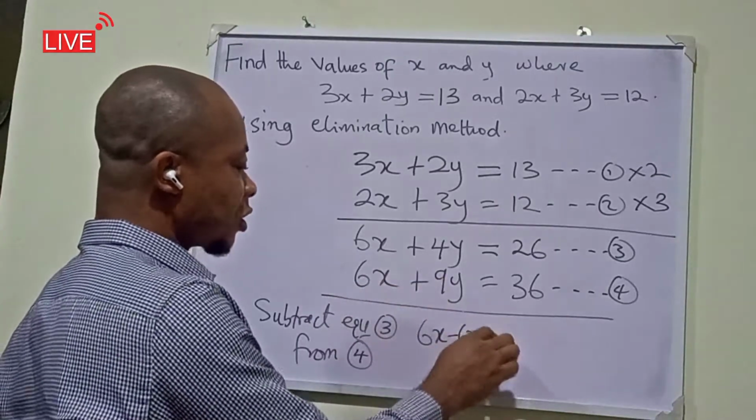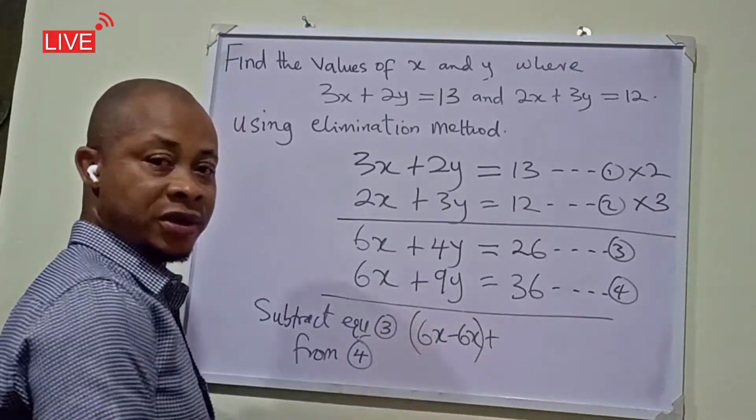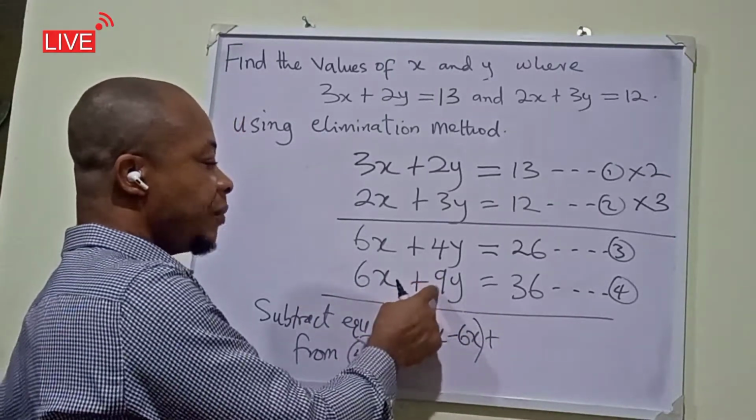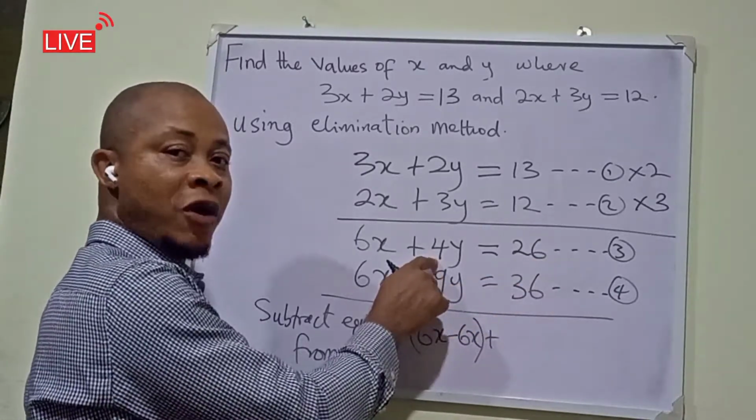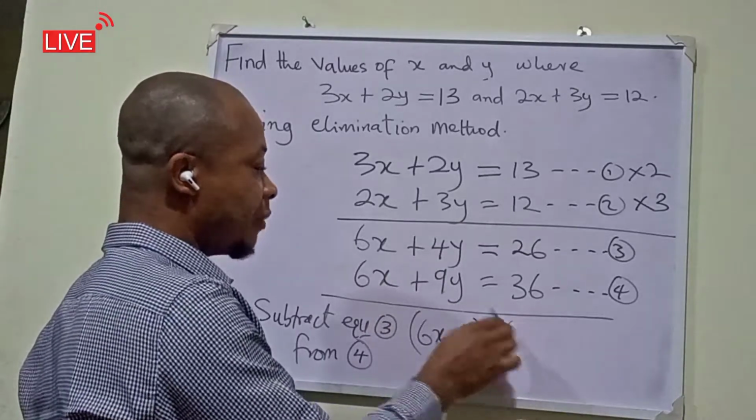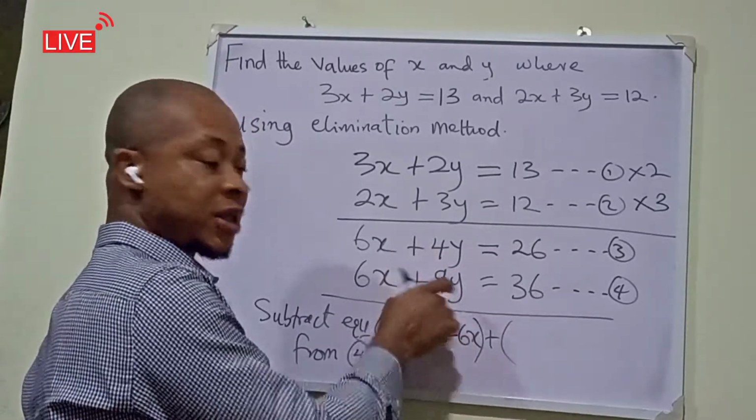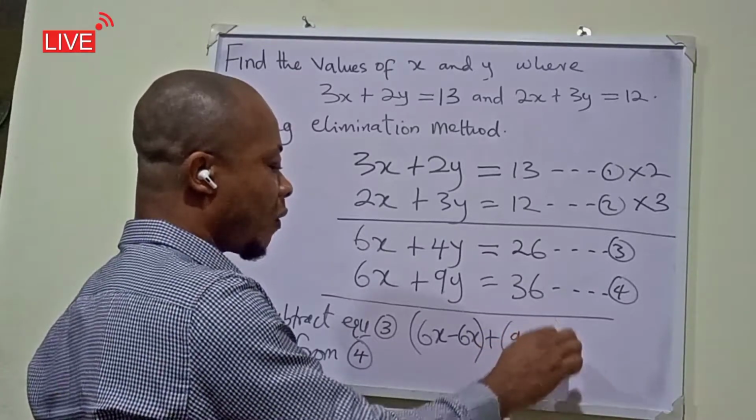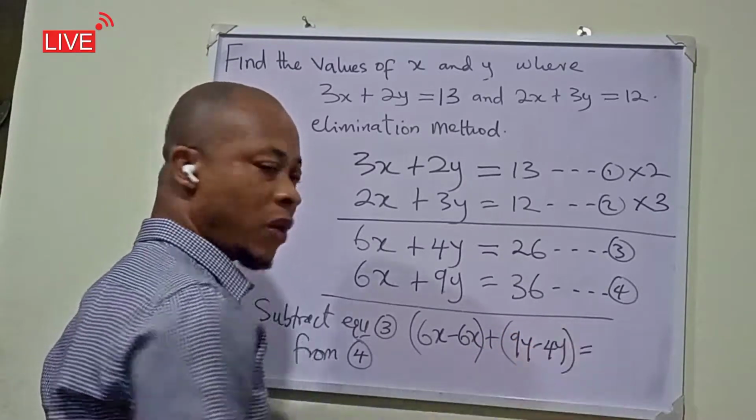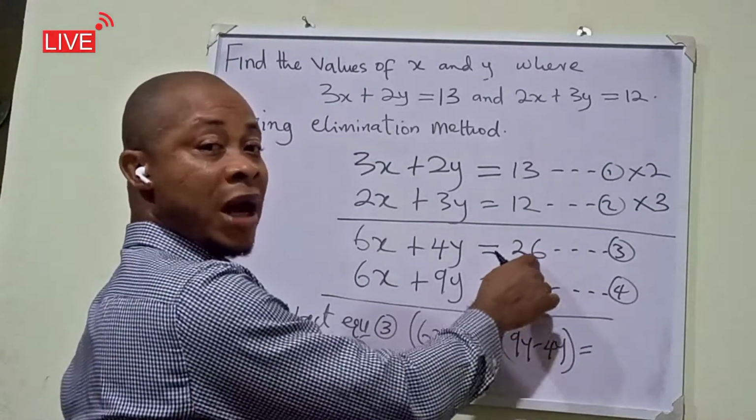Then we have plus, you can put it in bracket if you like, 9, because we are subtracting equation 3 from equation 4, that means 9y minus 4y. Don't make that mistake of saying 4 minus 9. 9y minus 4y equals 36 minus 26.